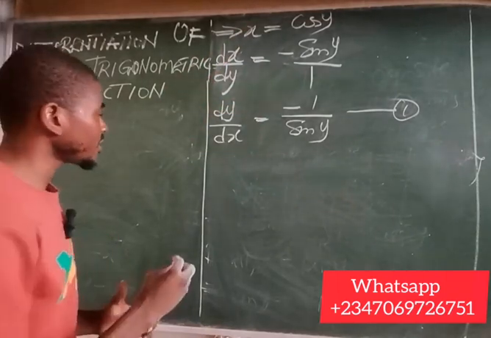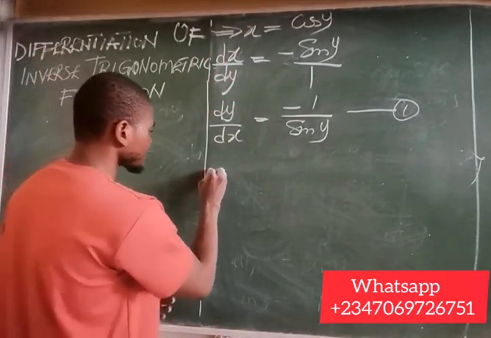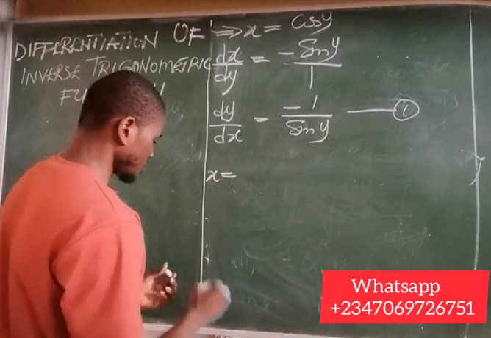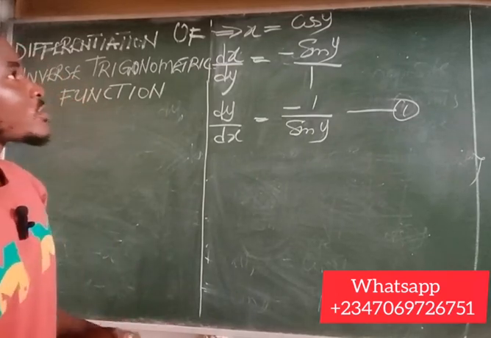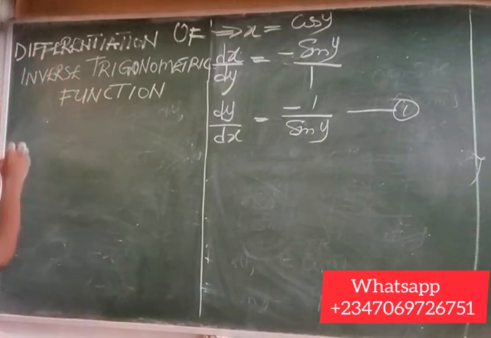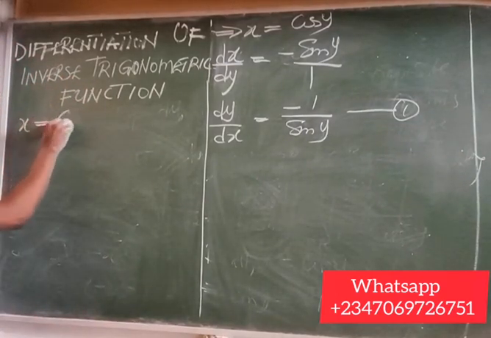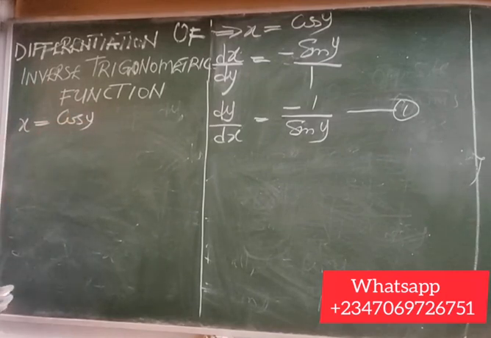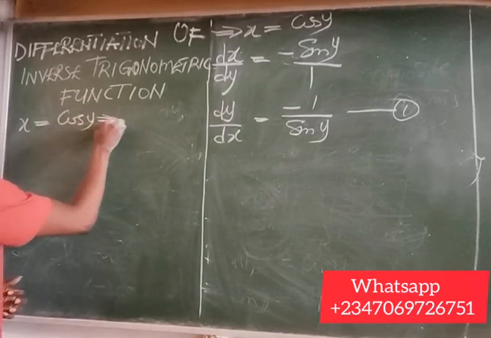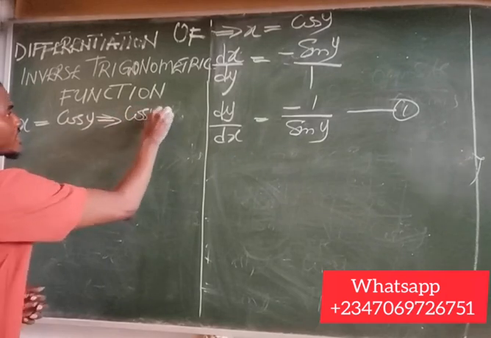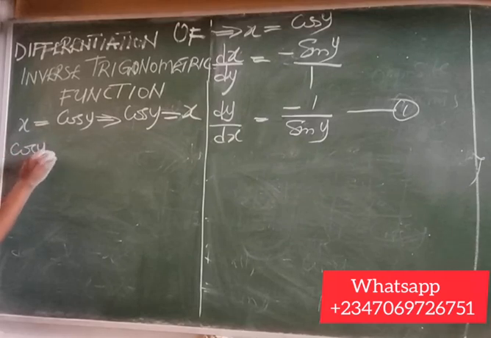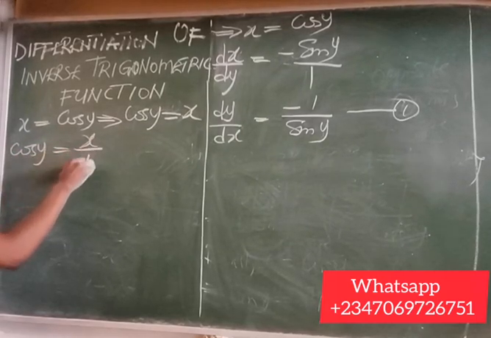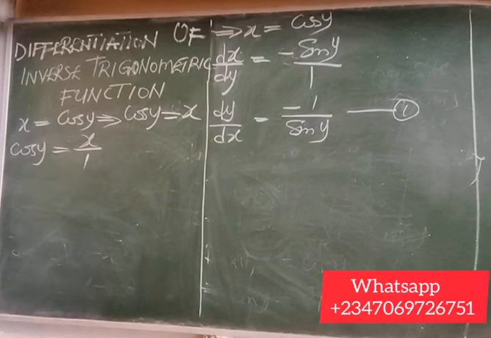All right, so I have here x is equal to cos y. So I have x equals cos y. This can also be written as cos y equals x. You can also call this cos y equals x all over 1. This can also be called this.